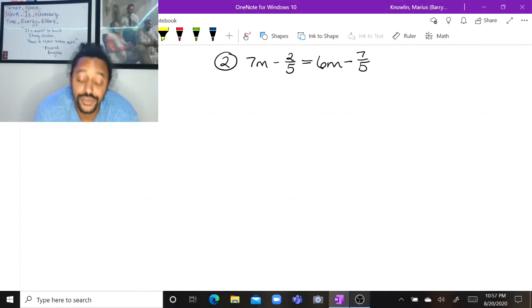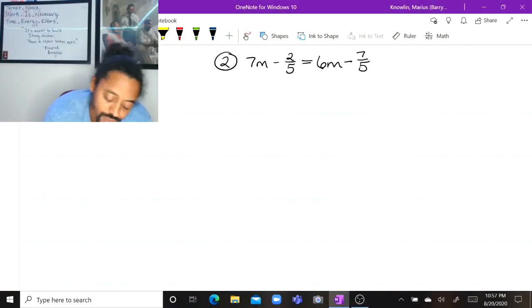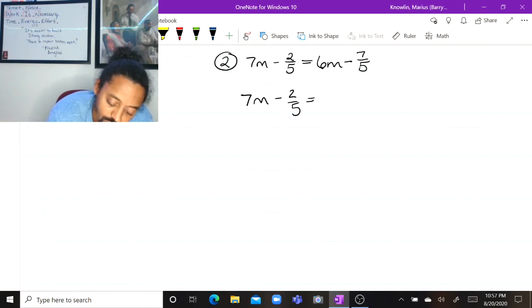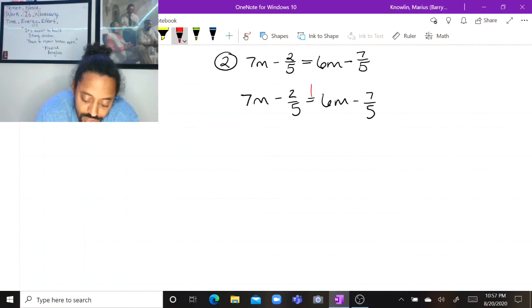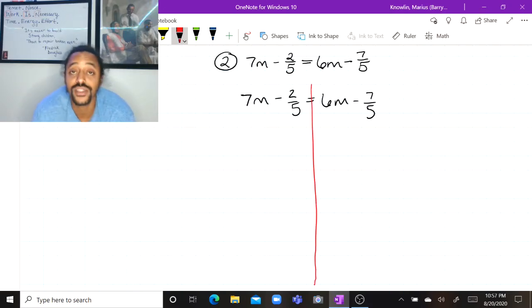Alright, number 2. We're going to start off once again by rewriting it. So we're going to have 7m minus 2/5 equals 6m minus 7/5. Next, we want to once again split our equation into two parts, the left side and the right side. And we want to first start off by combining our like terms, our variables. I want to move my variables to the left.